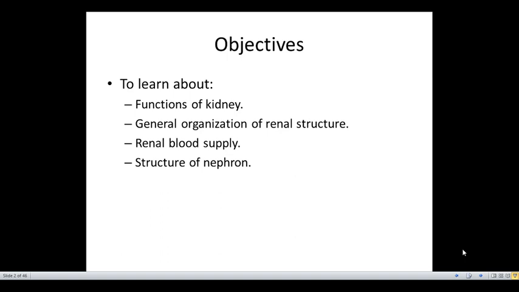The objectives of today's lecture are to learn about the various functions of kidney, general organization of renal structure, renal blood supply, and the structure of nephron.